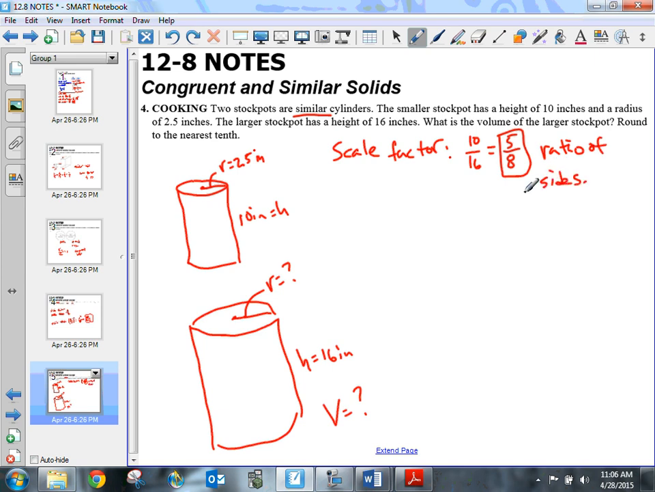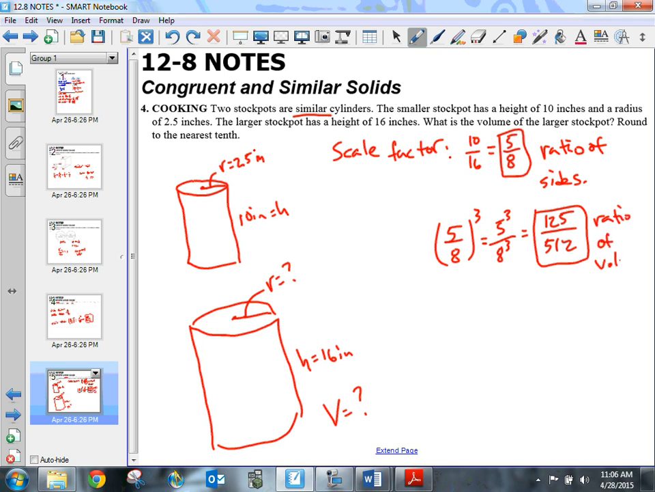Okay, this is also the ratio of my sides. Okay, now I know this, that if I take the ratio of sides, 5/8, and if I cube this thing, then that's going to give me the ratio of volumes, okay? And that's going to be 5 cubed divided by 8 cubed. And if I put those in the calculator, then I get 125 divided by 512. Okay, that's just 5 cubed is 125, 8 cubed is 512. This is the ratio of volumes. Okay, so I want to use this to find the volume of this.